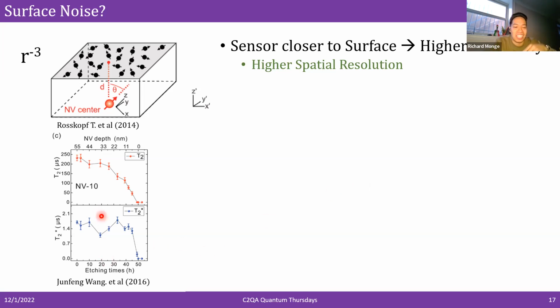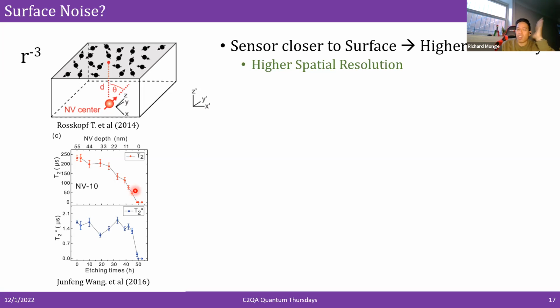As you can see here in this New-Feng Wang paper in 2016, they etch the diamond and look at one specific NV, at the T2 as a function of depth, distance from the surface. As you can see, it decreases already in the tens of nanometer range. There's already a decrease in the coherence. So there is enhanced magnetic noise and reduced spin lifetimes at the surfaces or interfaces of the diamond.